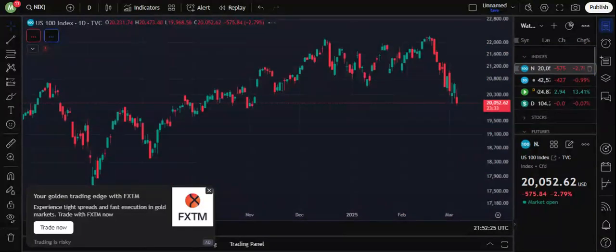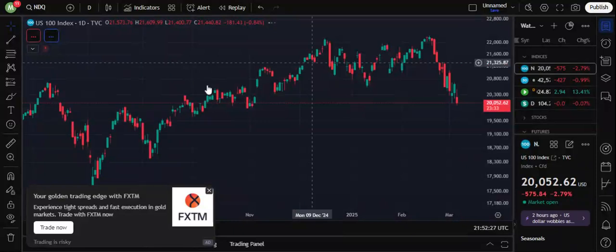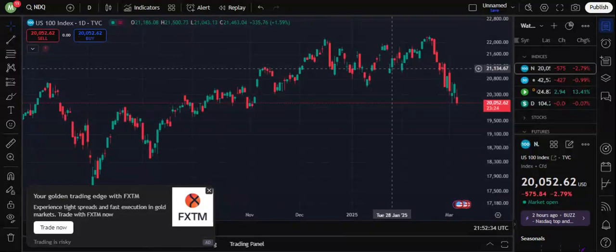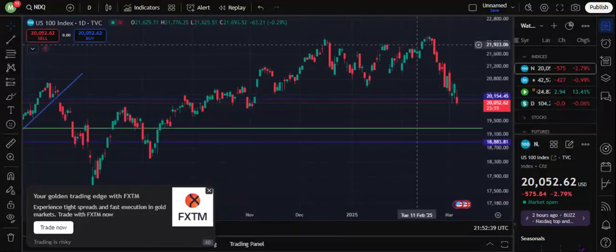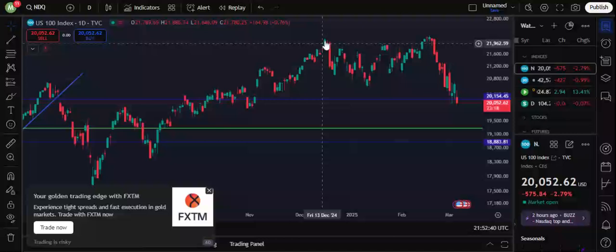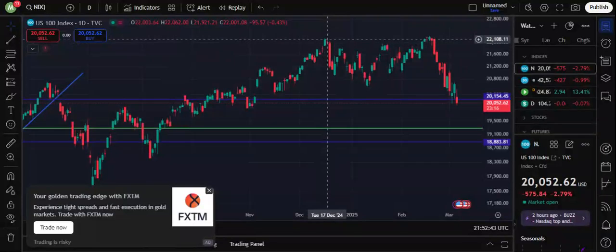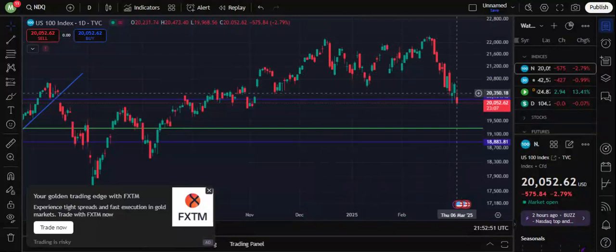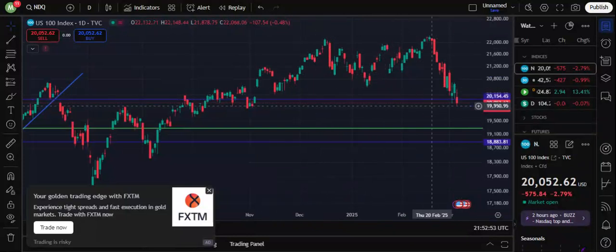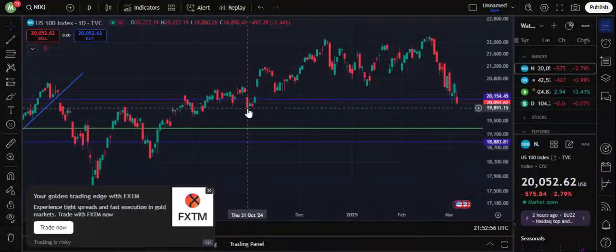So guys, I want to quickly show you something. In my previous video, I was telling you guys about price on Nasdaq. Price came up to this area, and I told you that if price breaks this resistance area, we should be expecting a buy. But price came back to this area, did not break that resistance area, and you can see the massive sell. The price is currently selling at this area.